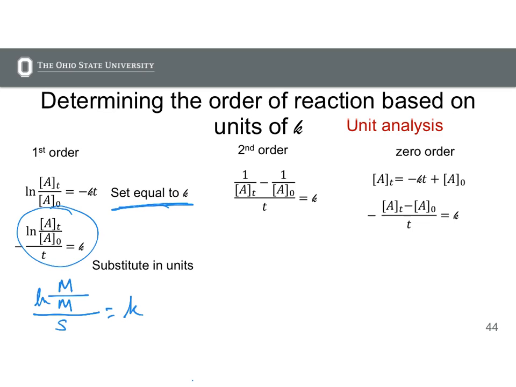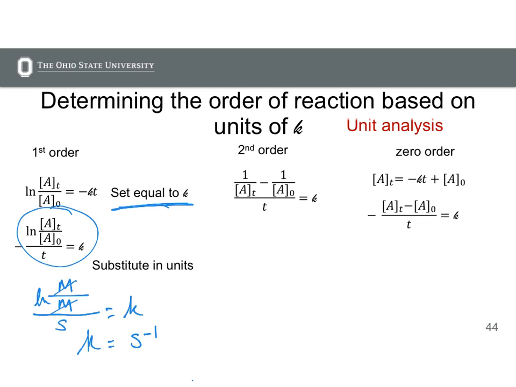Okay, so we have natural log of moles per liter over moles per liter, all divided by seconds. And moles per liter are going to cancel with each other. We don't need to worry about our natural log. So the units on our rate constant for a first order reaction is going to be inverse seconds.